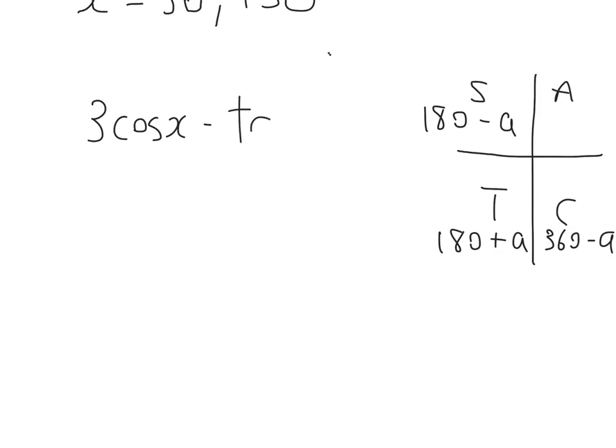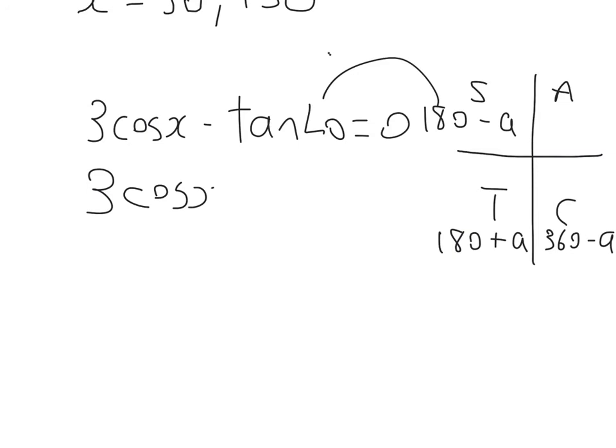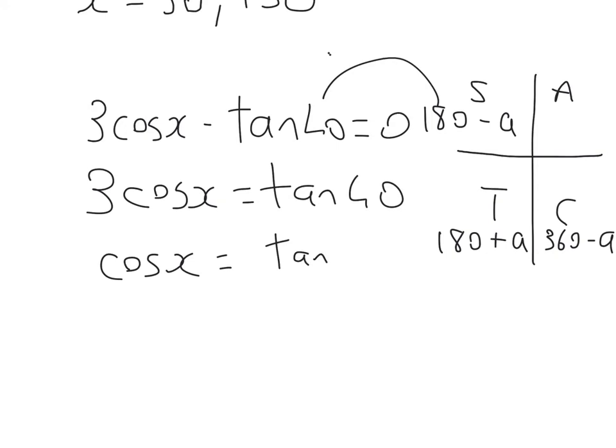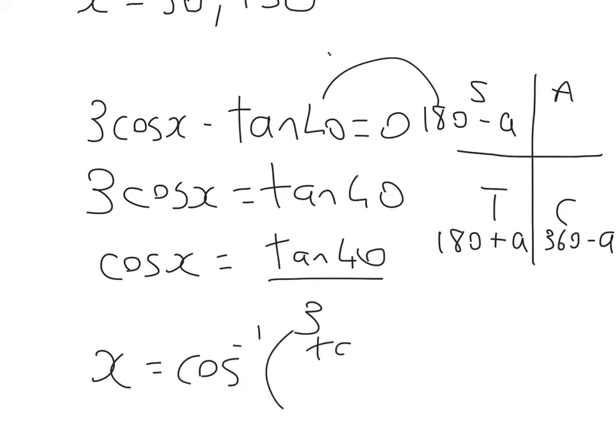Tan 40 is equal to 0. So bring the minus tan 40 across, so that's 3 cos x is equal to tan 40. And then cos x equals tan 40 over 3.